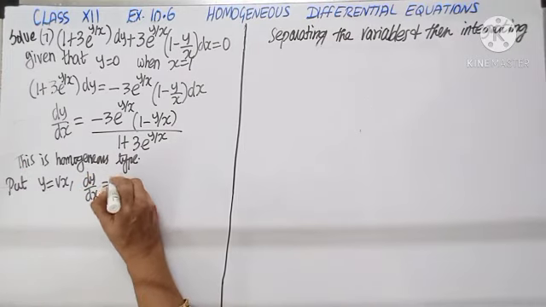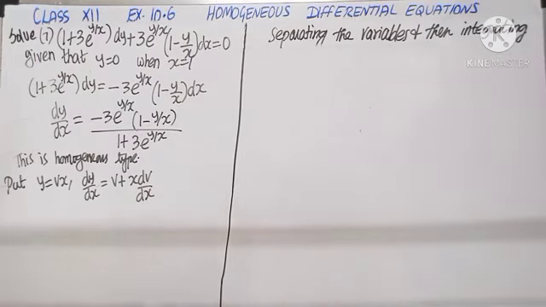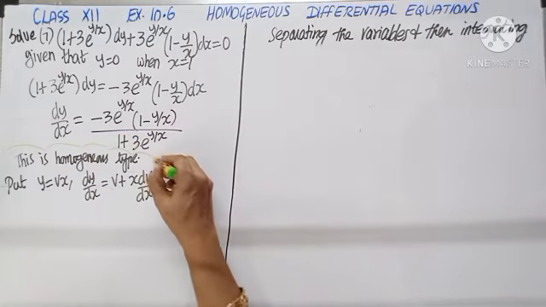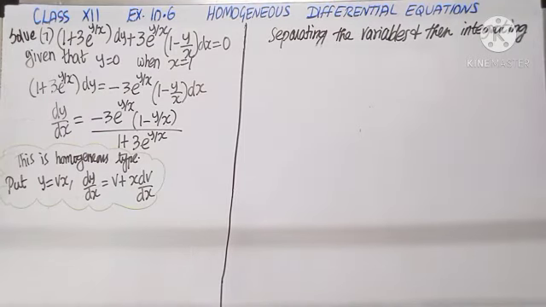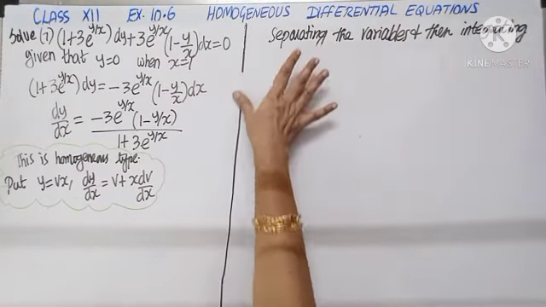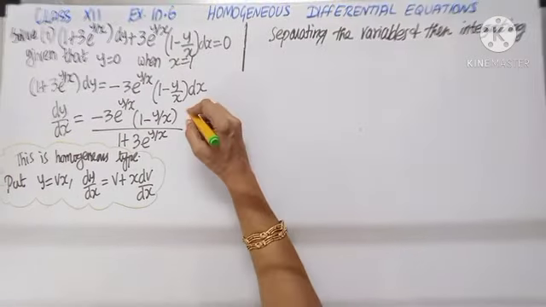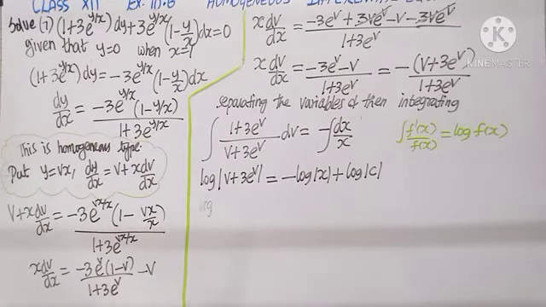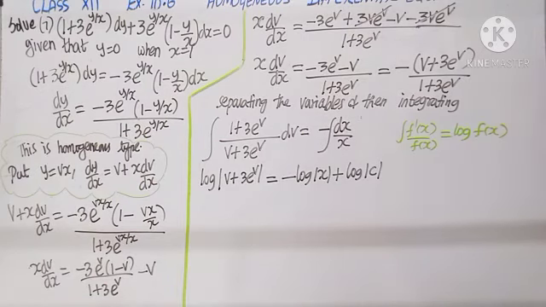Put y equals vx, dy by dx equals v plus x dv by dx. Try it yourself. As I substitute in dy by dx, we simplify. Bring plus v to the other side. Separate the variables and then integrating, we simplify the problem as log of (v plus 3 e power v) equals minus log x plus log c. Apply logarithm rule and v equal to y by x.